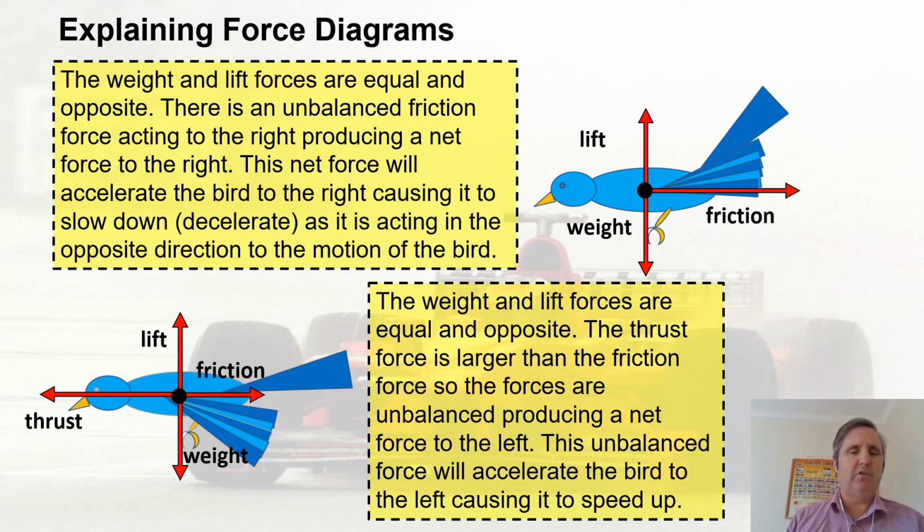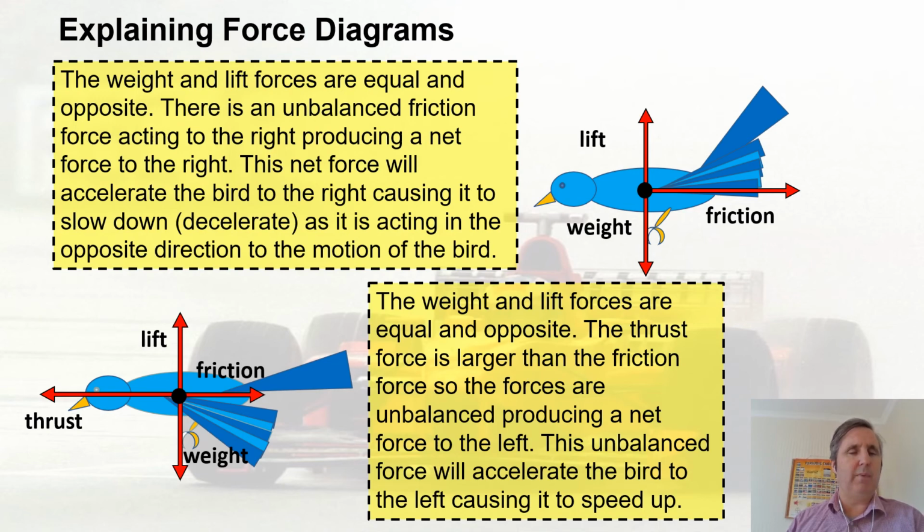The thrust force is larger than the friction force. So because the thrust force is larger than the friction force, it is unbalanced. So there is a net force to the left. This will cause the bird to accelerate to the left, causing it to speed up because it was already going to the left. So we always want to give our explanations in full.